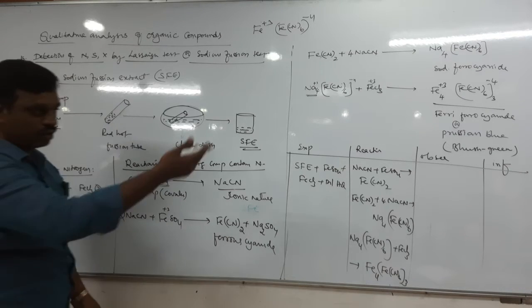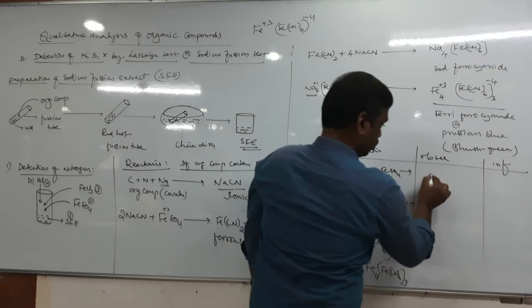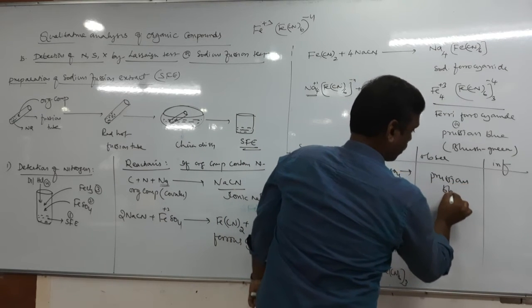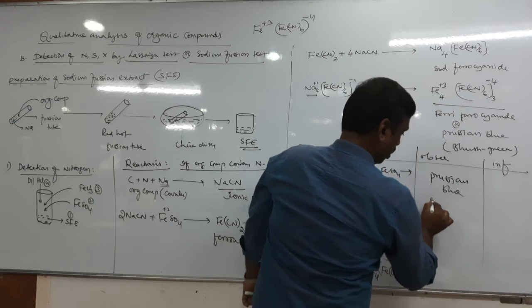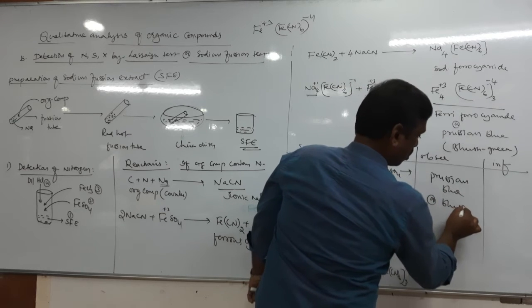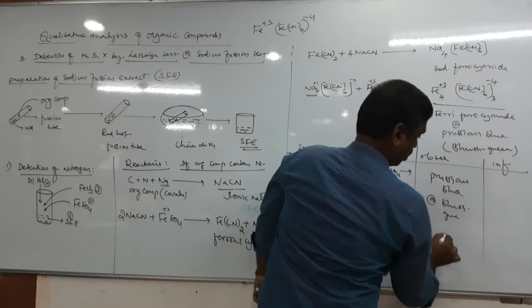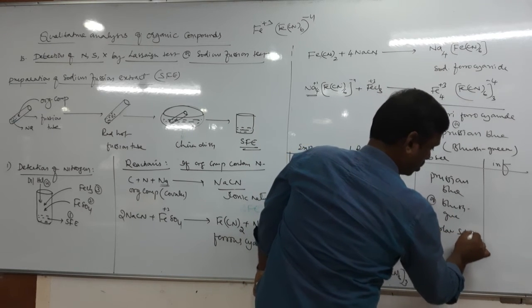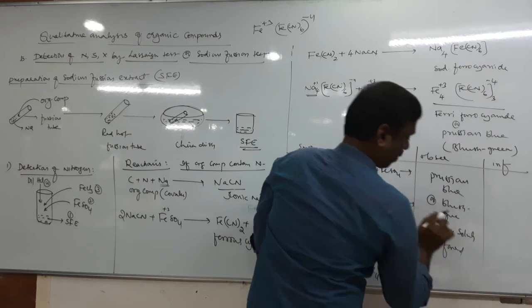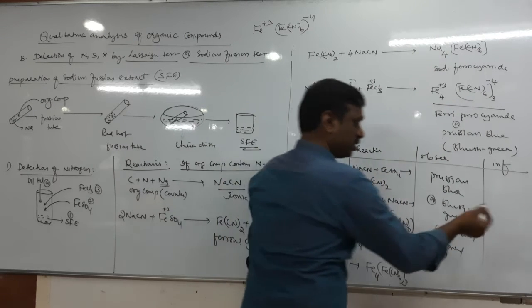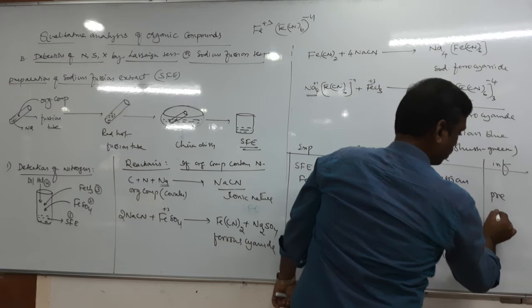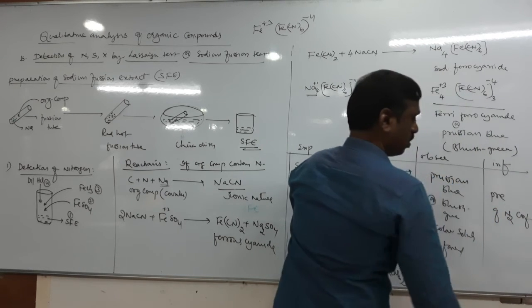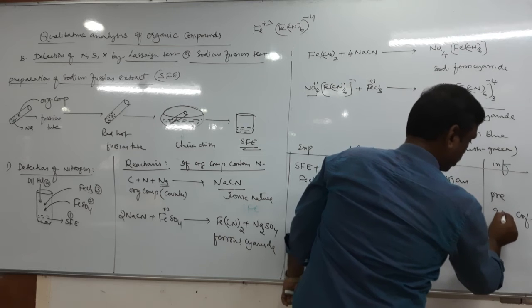And observation: Prussian blue, or bluish green color solution is formed. In presence of N2 confirmed. Now N2 is just nitrogen, right?